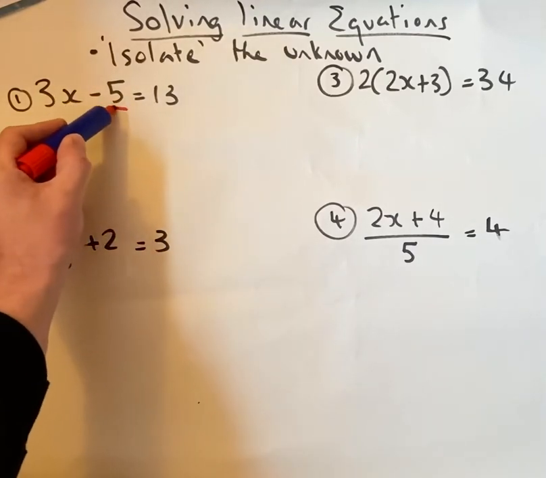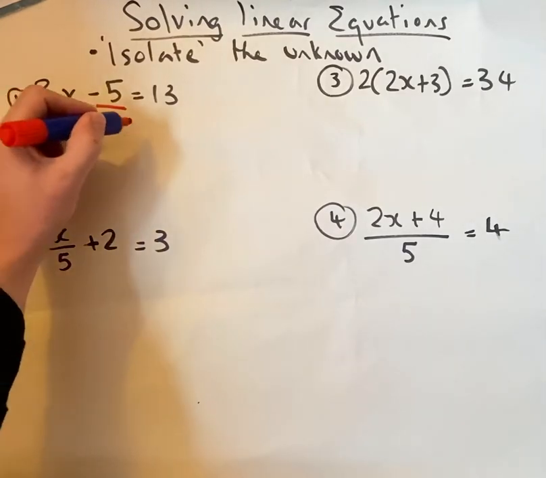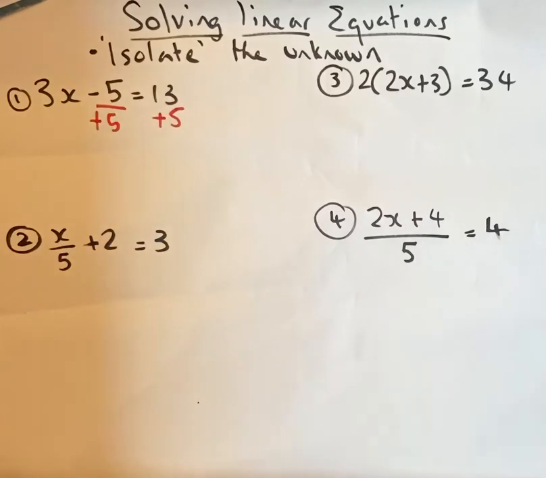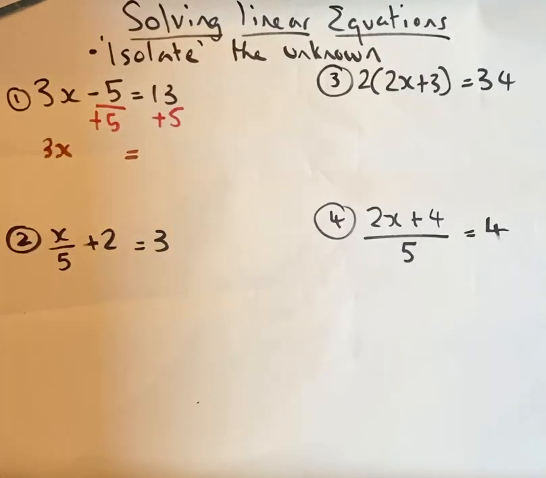At the moment, we've got to get rid of that minus 5. The way in which we're going to do that through balancing is we're going to add 5 to both sides of the equation. The idea with balancing is whatever you do to the left-hand side of an equation, as long as you do the same thing to the right, it keeps it equal and therefore is an equivalent line. So if you add 5 to both sides, on the left-hand side, your simplified expression is now just 3x, and on the right-hand side, you have 18.